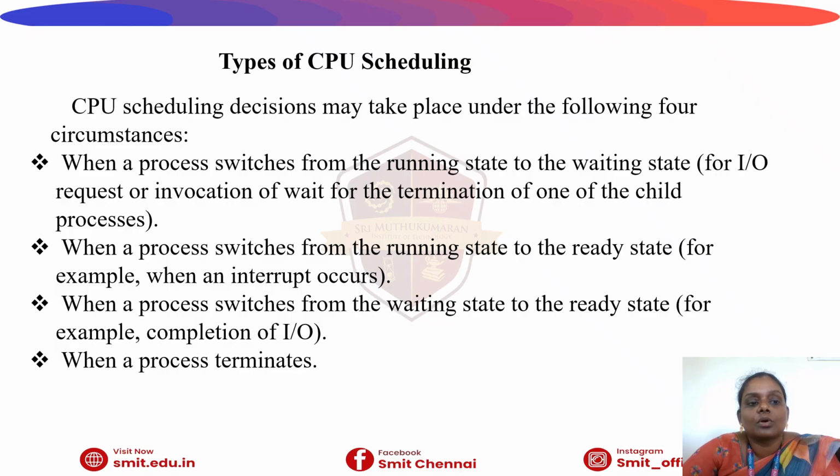For example, the process requests input output in the running to waiting state, and running to ready means an interrupt occurs. Waiting to ready is when the system needs input output devices, and after completing, the process goes to the ready state. And in process terminates, when the process completes, it finishes and terminates. In all these cases, the operating system must decide which process runs next.